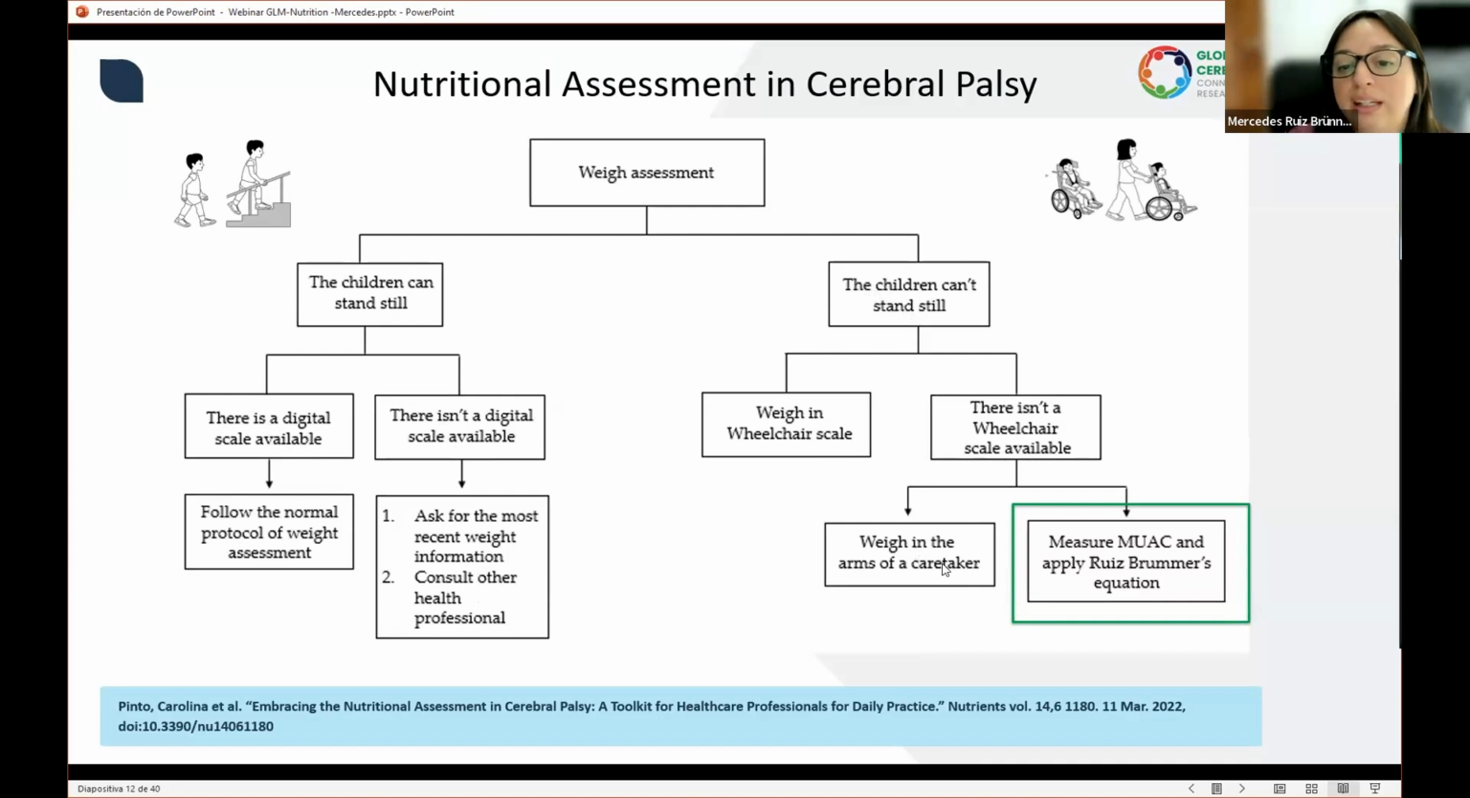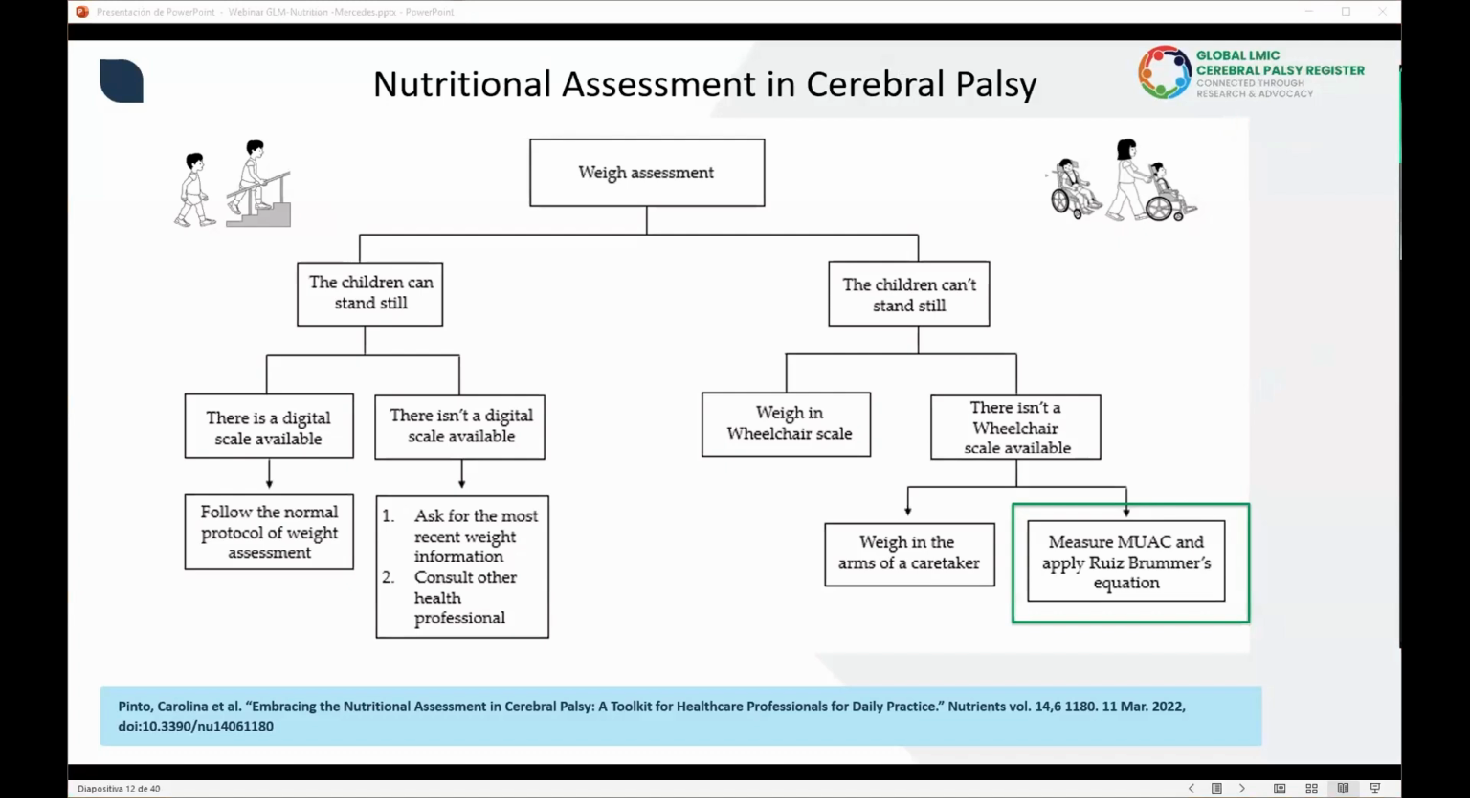Also, you can use the weight in the arms of a caregiver if it's a small child that you can lift up. I don't know if someone has a question? Not yet. Okay. Yeah.